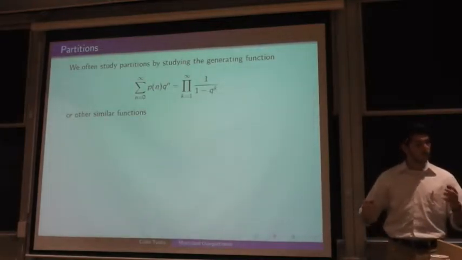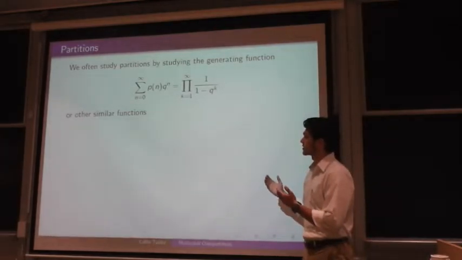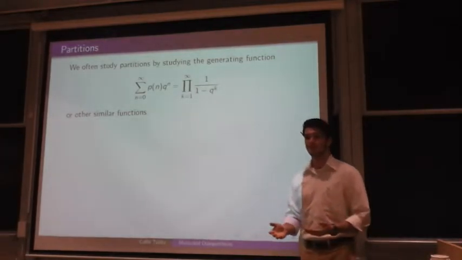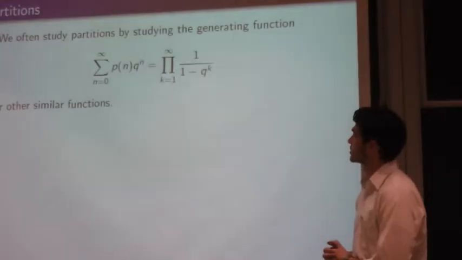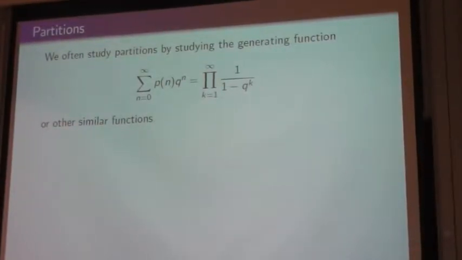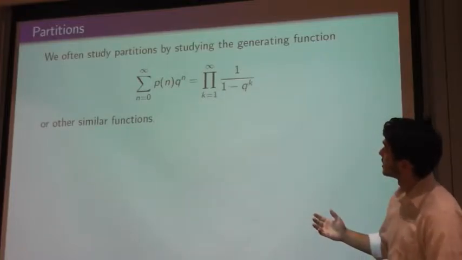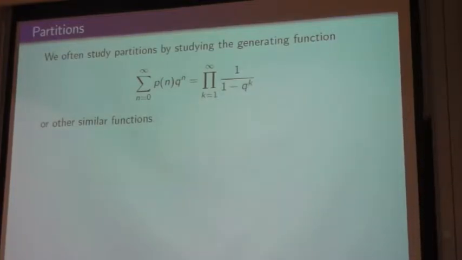So now, we want to generalize this. We like generalizing things, and it's kind of time-consuming to obviously write down all of those iterations of numbers. So what we want to look at is a generating function, which generates these partitions. We have a sum side and a product side, and we'll talk a little bit about what each of those are.